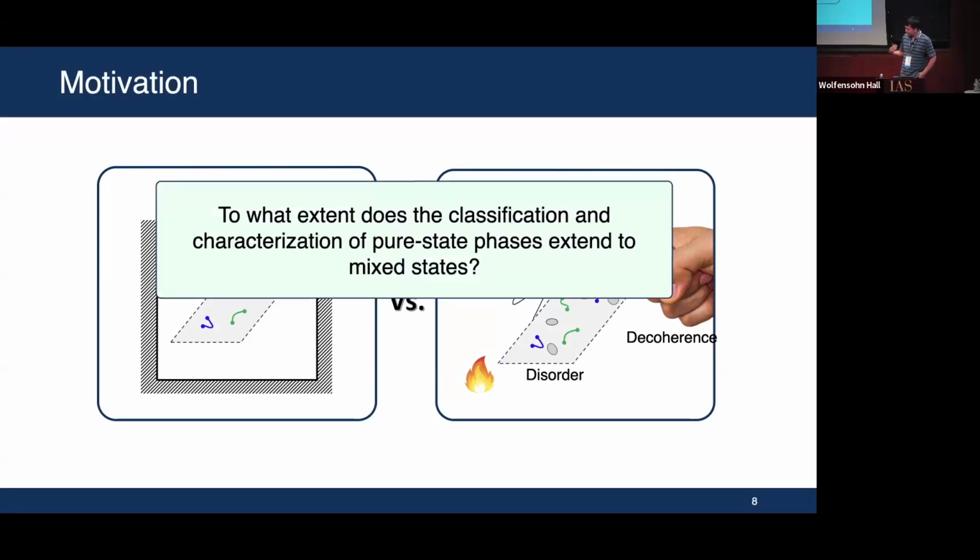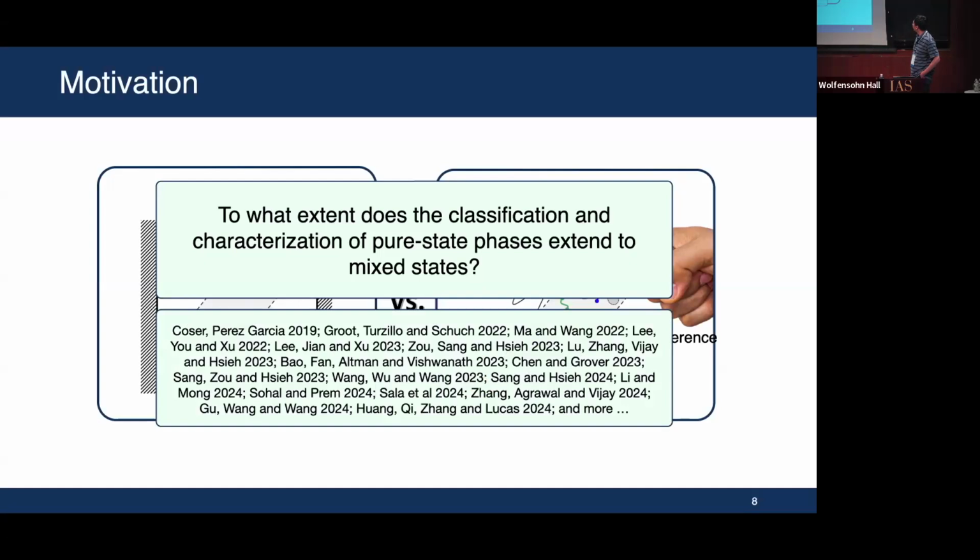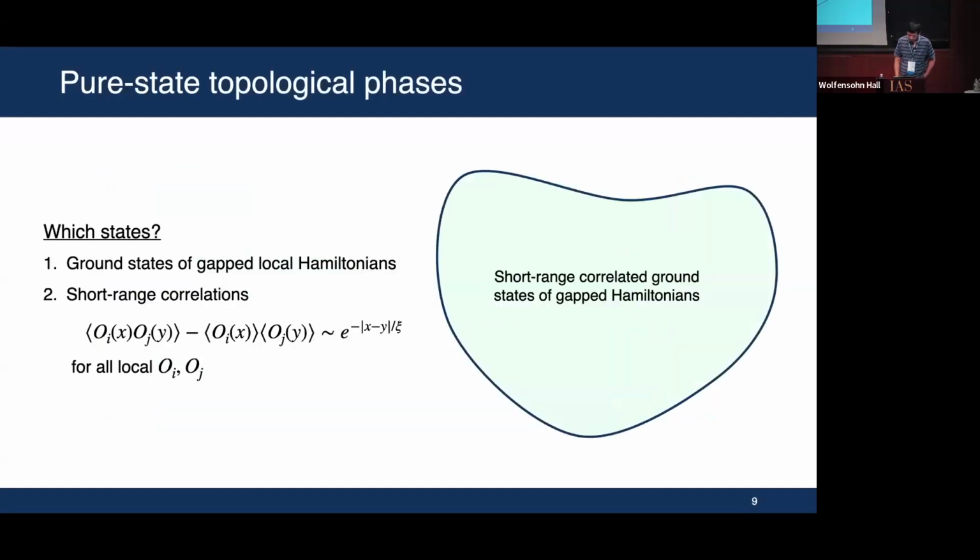So now there's a very natural question: to what extent does our understanding of topological phases, or phases of matter in general, in pure states, where we have a pretty good understanding of at least some part of that landscape of phases, extend to mixed states? This has been a very active field, moving very fast. Here's a partial list of references that are mostly dated in the past couple of years, and the list is growing very quickly. So let me now get to some more concrete discussions.